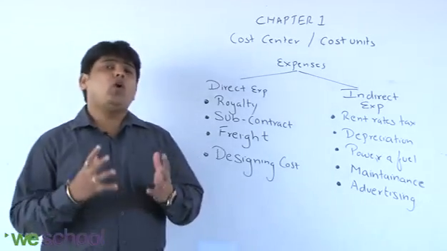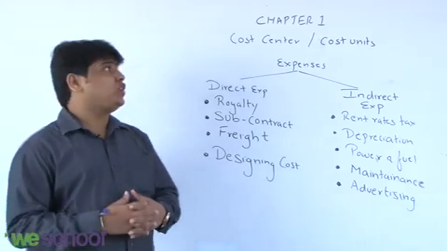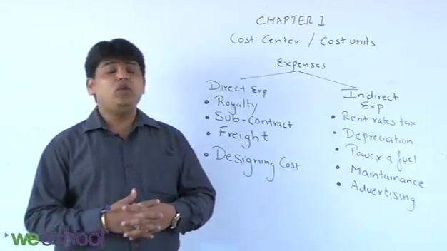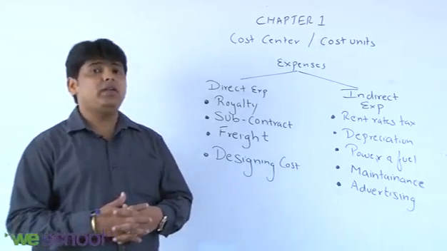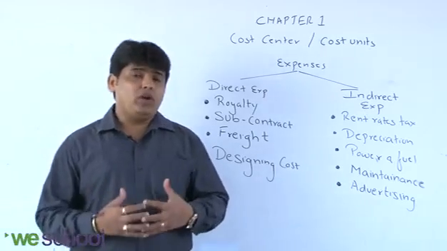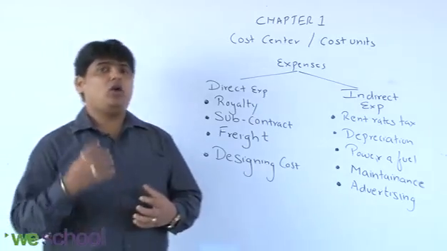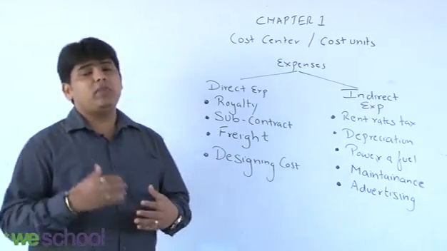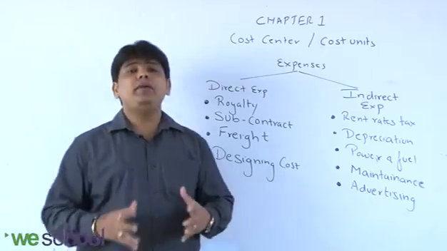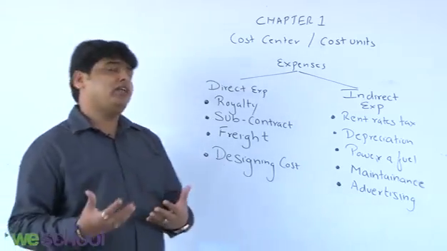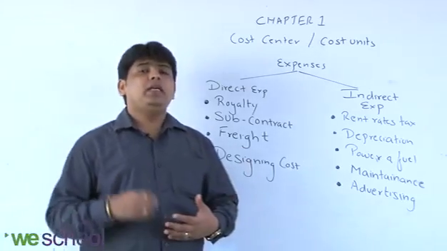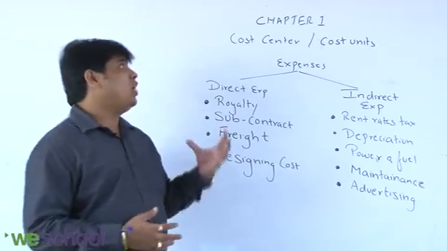In order to calculate the cost of a particular product, I have to first calculate the cost of individual cost centers. What do you mean by cost centers? Cost centers are nothing but different departments of the company. If I want to calculate the cost of the product manufactured by my company, I will first divide the whole operation into different departments, that is, various cost centers. For example, production department, selling and distribution department, admin department, research and development department. They are called cost centers.